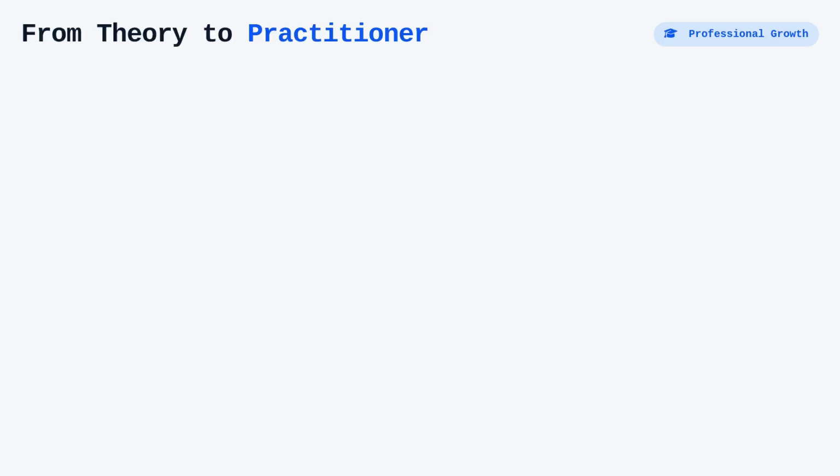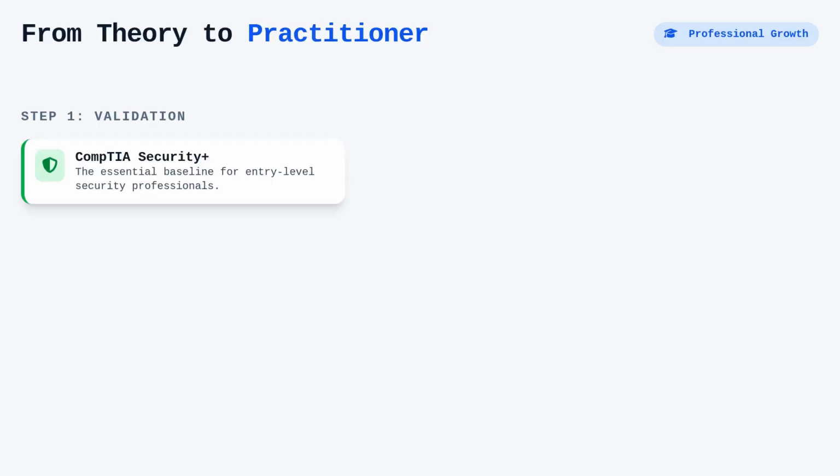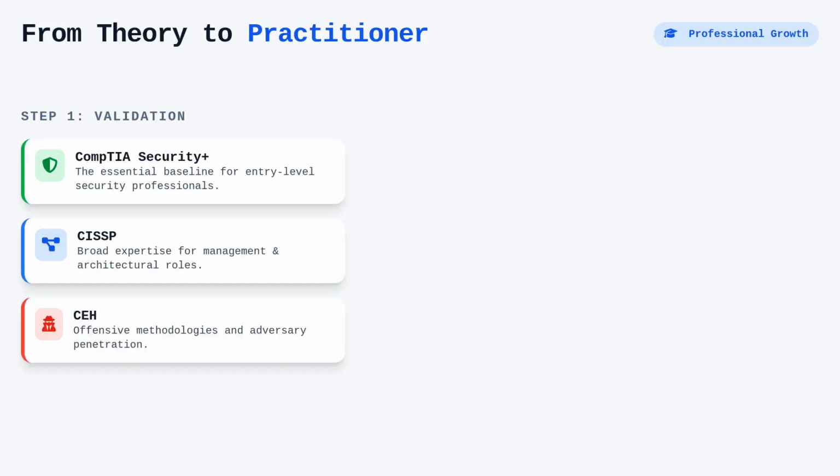To remain effective in this field, you must transition from theoretical understanding to active practitioner status, which often involves pursuing vendor-neutral credentials that validate your expertise. Certifications like CompTIA Security Plus serve as an excellent baseline for entry-level professionals, while the CISSP, or Certified Information Systems Security Professional, provides the breadth required for management and architectural roles. For those specifically interested in the offensive side of the house, the Certified Ethical Hacker, or CEH, offers a rigorous look at the methodologies used by adversaries to penetrate network defenses.